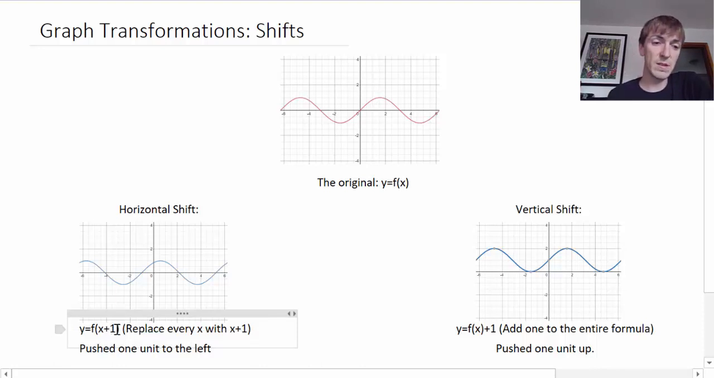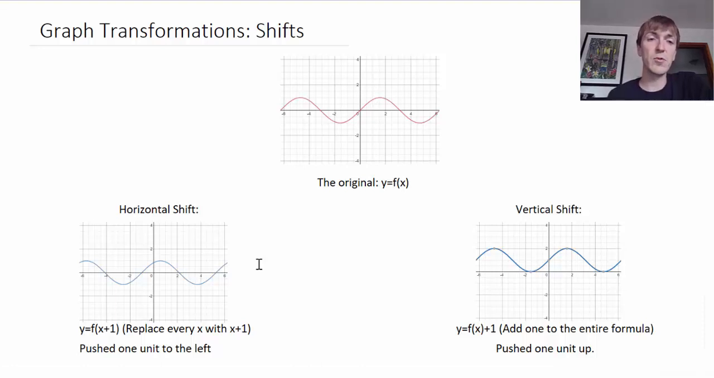1 unit because this is a 1 right here. All right, so why are horizontal transformations backwards? Because replacing x with x plus 1 has the effect of subtracting 1 from all of the x values. That's why I'm moving it to the left and not to the right, which is what you might expect. So I'm going to go over that one more time. A horizontal shift is done by replacing x with x plus something. Whatever you're adding to x, that's how much you're going to be moving to the left. If you want to move something to the right, then you're going to need to subtract something from x.